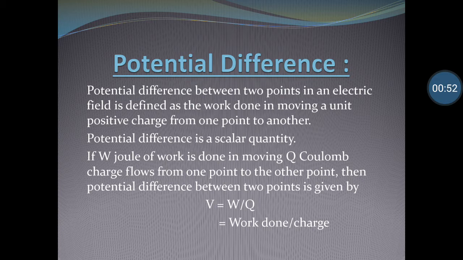If W joule of work is done in moving Q coulomb charge from one point to the other point, then potential difference between 2 points is given by V is equal to W by Q. That is work done by charge. So W is equal to VQ.